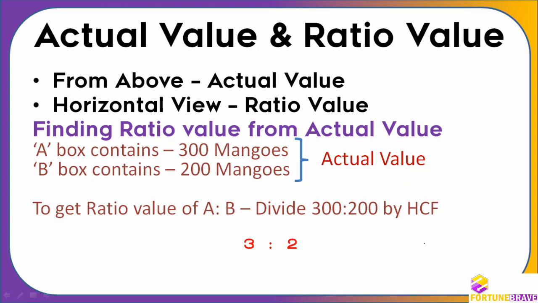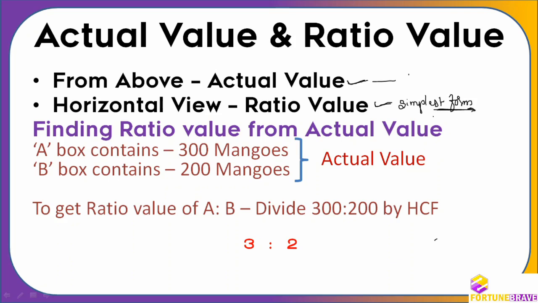Let us now go into the next level where we are going to understand actual value and ratio value. If I am looking from above, that is your actual value. And if I am looking horizontally, then it is ratio value. So actual value is looking from above. This is total, meaning I can see everything. So everybody is visible to me. But ratio value is the comparison in the simplest form. It is simplified to where you will not be able to see.